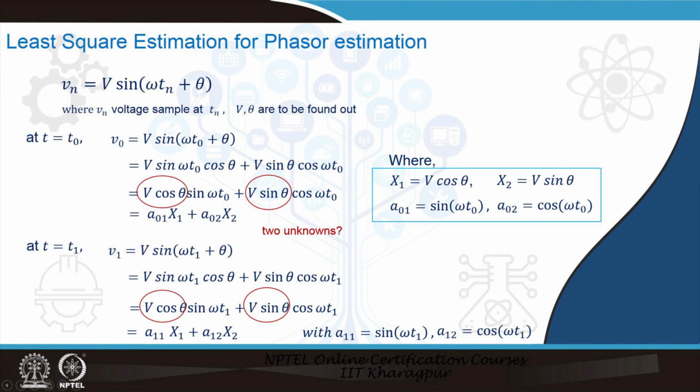Now, let us take one instant t equals t naught, that is our starting time for the measurement. So, V naught becomes V sin omega t naught plus theta. If we expand this, we have 2 terms: V sin omega t naught cos theta plus V sin theta cos omega t naught. So, we can write V cos theta sin omega t naught, V sin theta cos omega t naught. t naught is the time that is under our control on measurements, so we know it, and V cos theta and V sin theta are unknown. So, this part is not known, this part is not known.